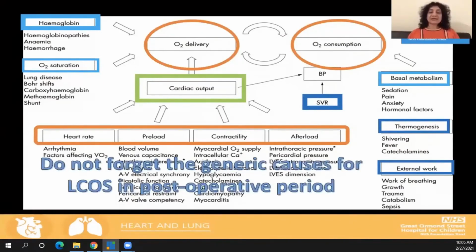Do not forget the generic causes for low cardiac output state in the postoperative period. Is there bleeding? Is there hypovolemia? Is there increased afterload that may need to be managed? Minimize oxygen consumption. Ensure that the oxygen carrying capacity of blood is maintained, and help the lung by positive pressure ventilation.